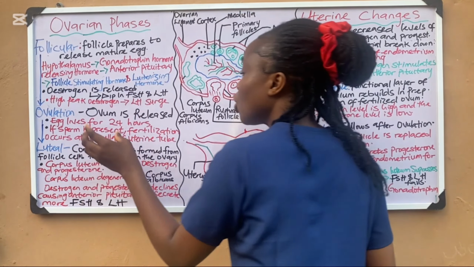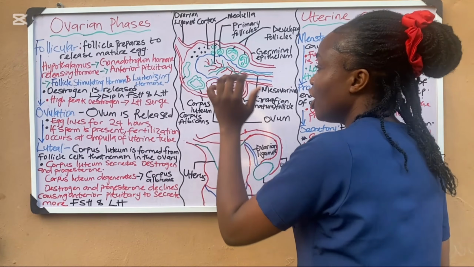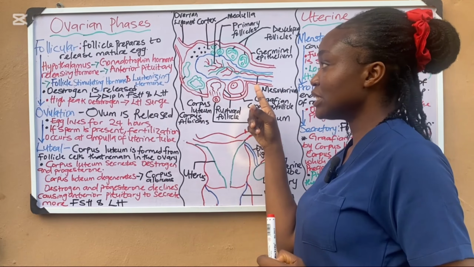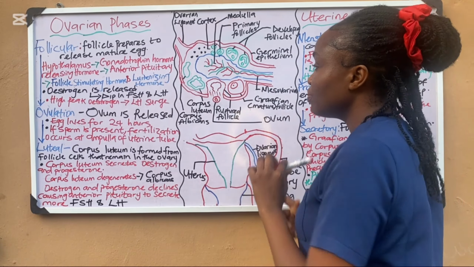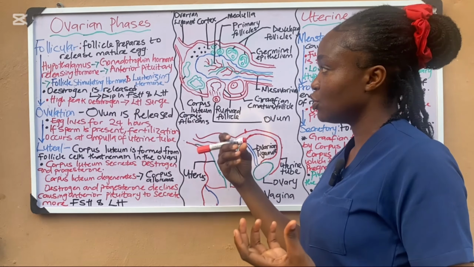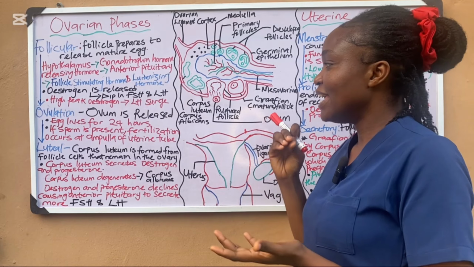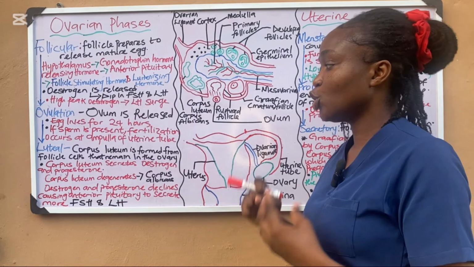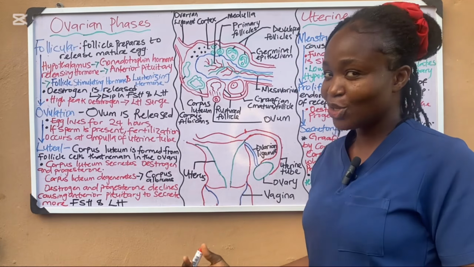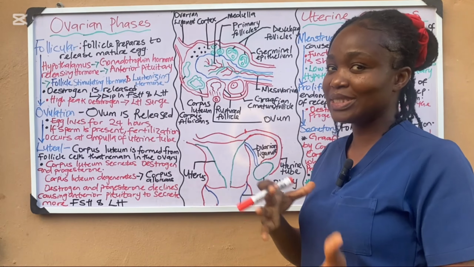At the luteal phase, the corpus luteum is formed from follicle cells that remain in the ovary. Remember, after the follicle is mature, it will cause the release of the ovum. After the ovum is released, it will cause the forming of the corpus luteum. Now, this corpus luteum is not useless, just like we mentioned before. It helps in the secretion of progesterone. It also secretes estrogen, but it secretes progesterone in higher amounts than estrogen.